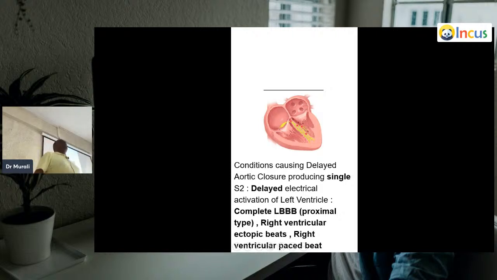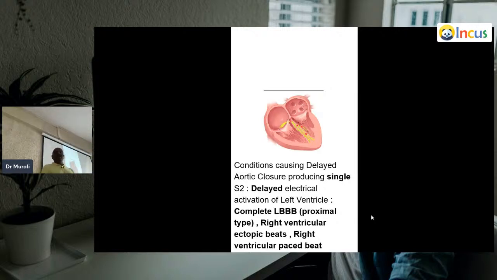Any delayed activation of the left ventricle. So obviously from the SA node to the AV node, from the AV node the bundle of His will go to the left and right side. So left bundle, right bundle. So any left bundle branch block will delay left ventricle activation. How will left ventricle activation occur if the left bundle branch is blocked? The right bundle will finish its activation of the right ventricle and then come and activate the left ventricle.